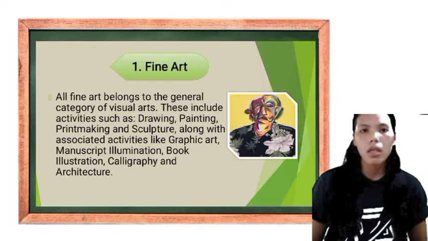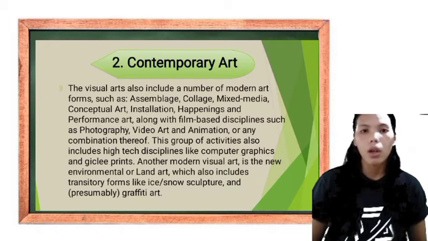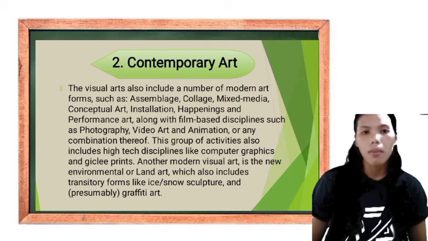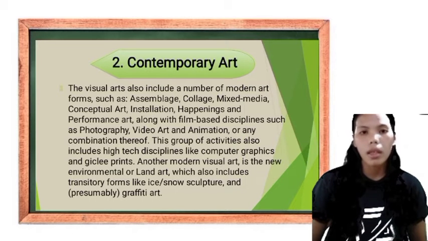These include activities such as drawings, painting, printmaking, and sculpture, along with associated activities like graphic art, manuscript illumination, book illustration, calligraphy, and architecture. For the second one, we have the contemporary art. The visual arts also include a number of modern art forms such as assemblage, collage, mixed media, conceptual art, installation, happenings, and performance art, along with film-based disciplines such as photography, video art, and animation, or any combination thereof. This group of activities also includes high-tech disciplines like computer graphics and glossy prints.